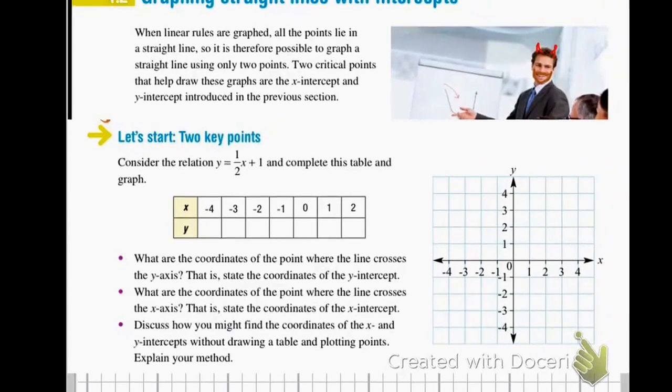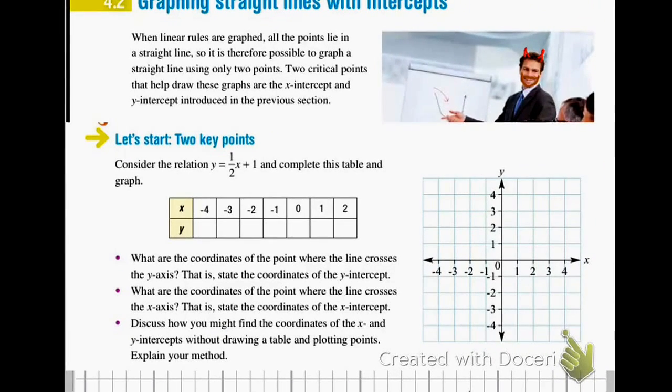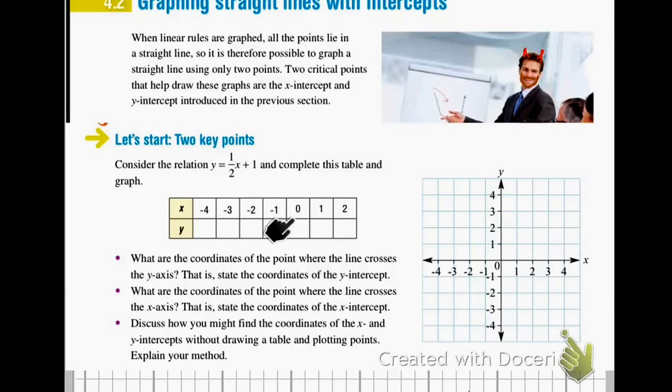Anyway, moving on. So we're going to look at this little example here to figure out what we're talking about. It says consider the relation y equals 1/2 x plus 1. Complete this table and graph. So we've got this table with x values. We're going to fill out the y values by taking each of these x values and plugging them into the rule where the x is.